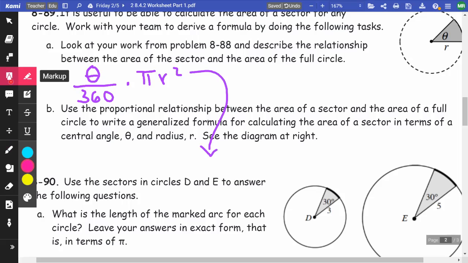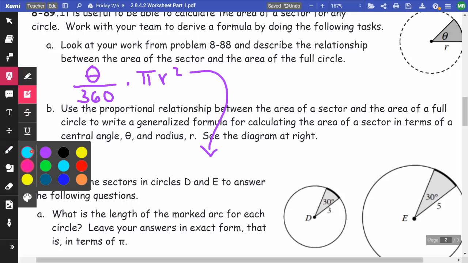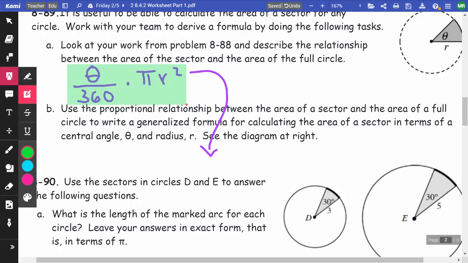Let me grab a highlighter, box highlighter. Do it in green. It's going to be this theta over 360, so your angle over 360 times pi r squared. Okay, so that is going to be the formula for area of a sector. It's just area times the fractional part you have. And the fractional part we have is the angle you have out of the whole entire circle, which is 360 degrees.